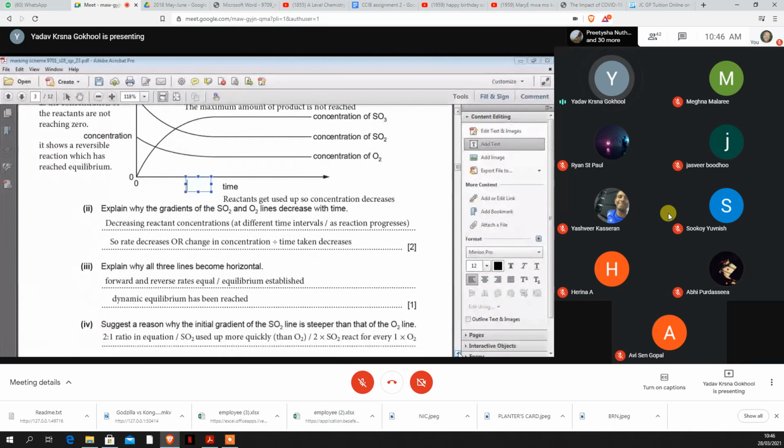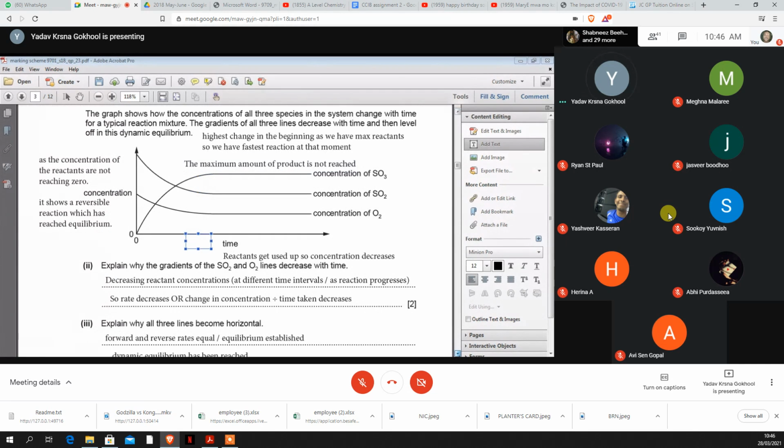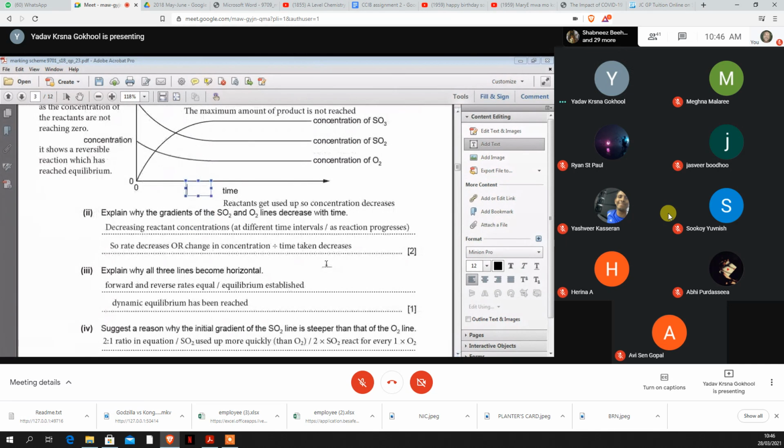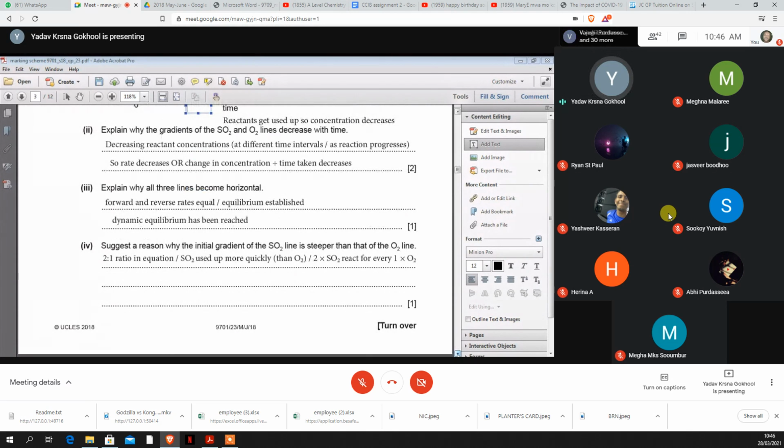So in the beginning, like I have written down over here, highest change in the beginning as we have maximum reactants, so we have fastest reaction at that moment. So as time is moving on, amount of reactants is decreasing, rate is going to decrease. Explain why all these three lines become horizontal. You verify your notes on Le Chatelier's principle. You have these graphs over there where we have seen that we have reached dynamic equilibrium where the rate of forward and the rate of backward reactions are the same.